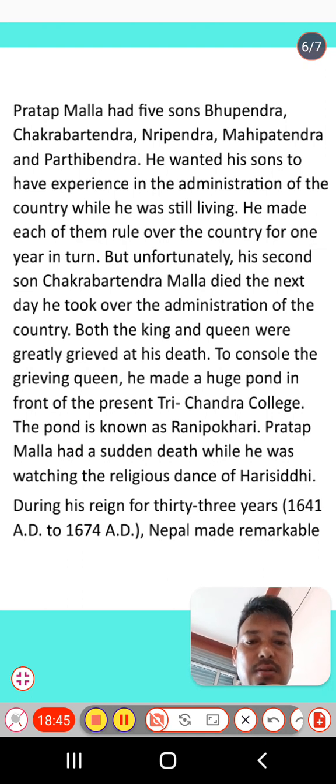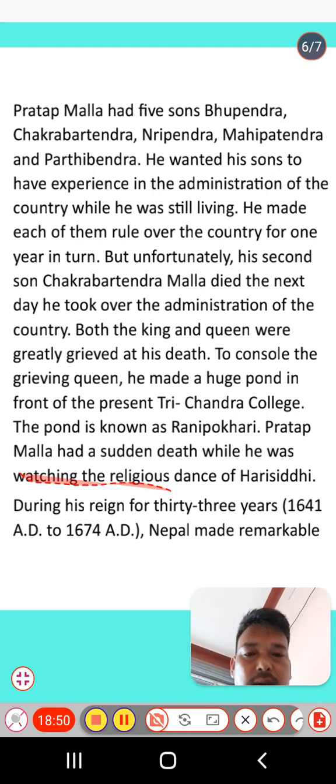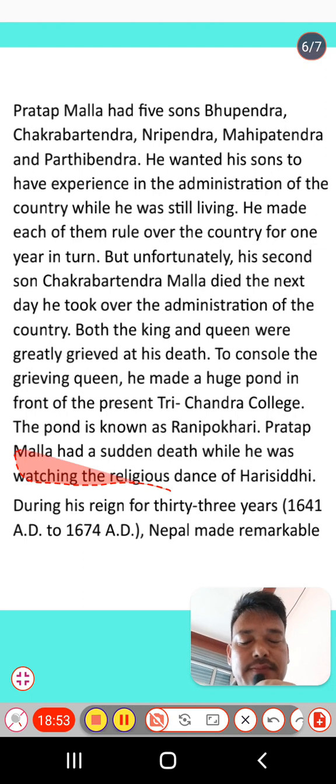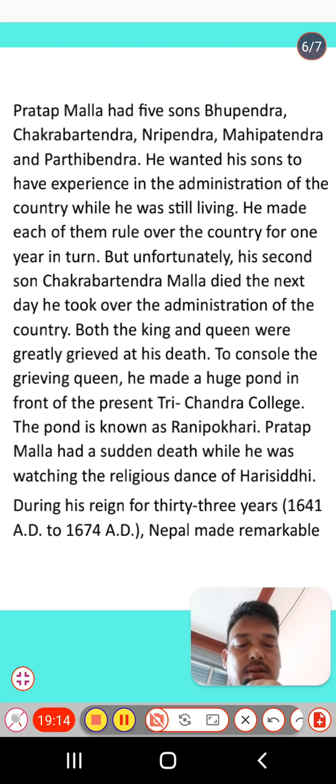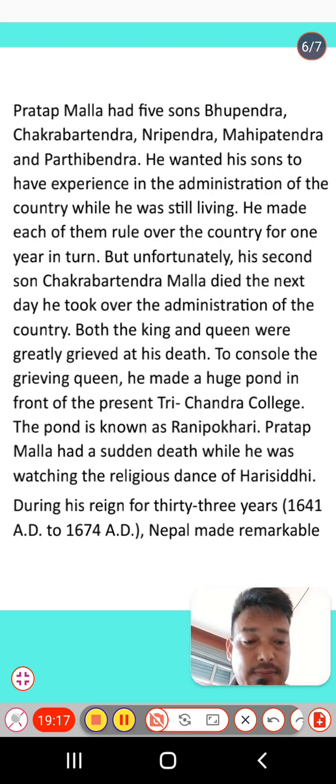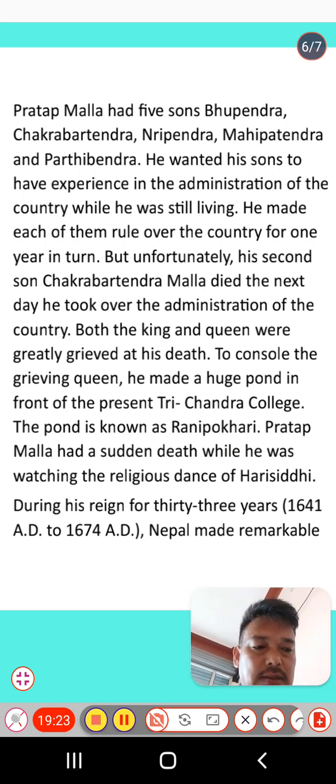Pratap Malla had a sudden death while he was watching the religious dance of Hari Siddhi. Again, students, a sad moment came when Pratap Malla, the famous king of the Malla dynasty, expired while he was watching a religious dance, that is Hari Siddhi. He got tired, and it was also a sad moment for all of us. And he died, and it was the end of Pratap Malla then.